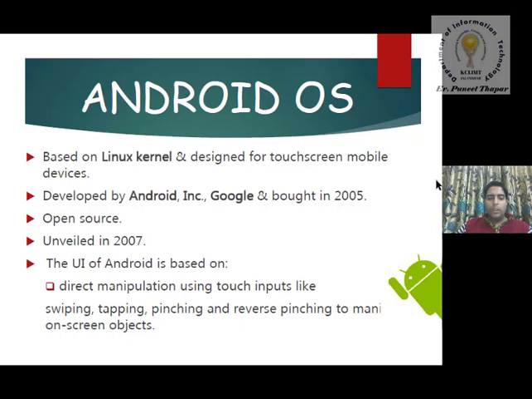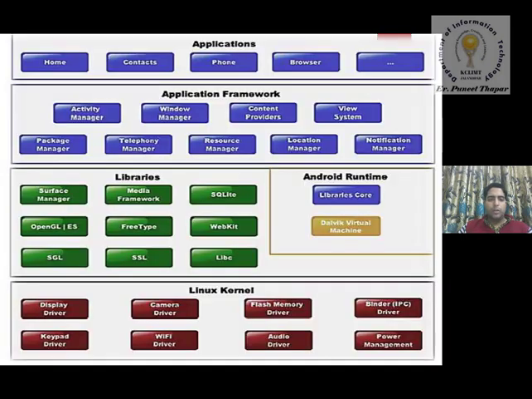The UI of Android is based on direct manipulation using touch input like swiping, tapping, pinching, and reverse pinching to manipulate on-screen objects. This is all done through Android applications. Pure Android is also used by Google on various servers and systems. And this is the architecture view of Android.